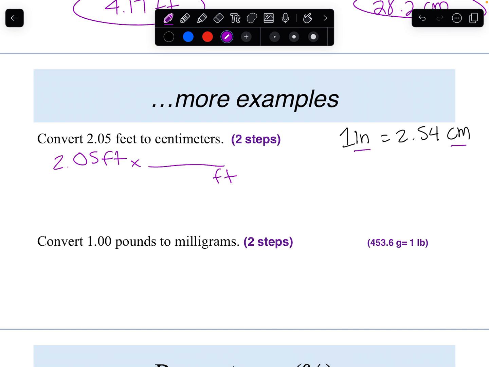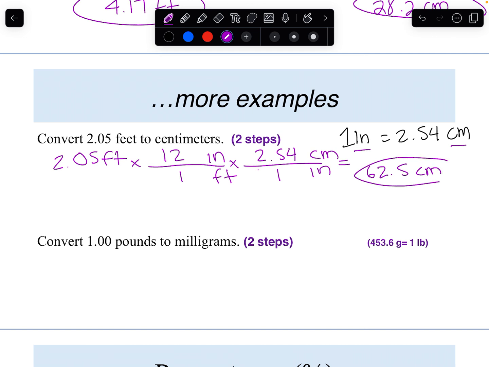Because I'm only given inches to centimeters, I need to get to one of these to get to the end unit. So I'm going to go feet to inches. 1 foot is 12 inches. And I'm also going to go inches to centimeters. So 1 inch is 2.54 centimeters. Okay? So you do the same math. 2.05 times 12 times 2.54 centimeters gets you 62.5 centimeters. Okay? You always finish your unit with the thing that's on the top.